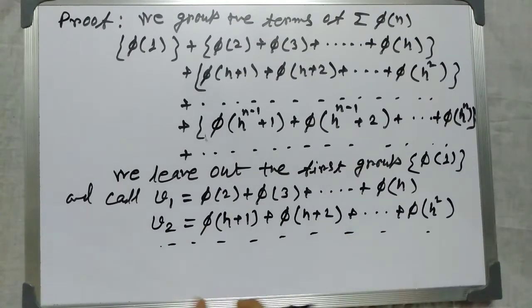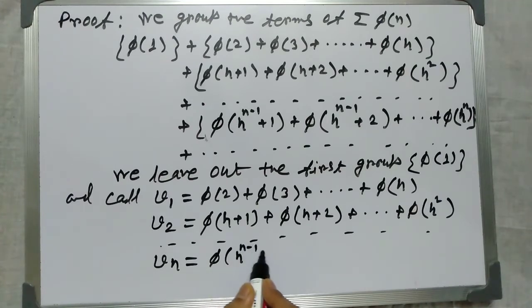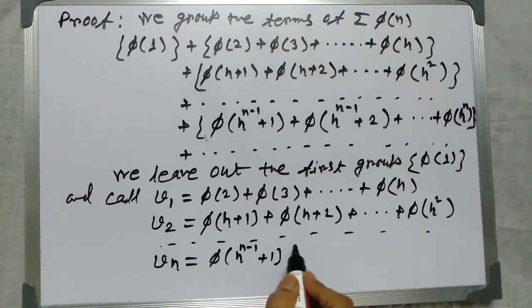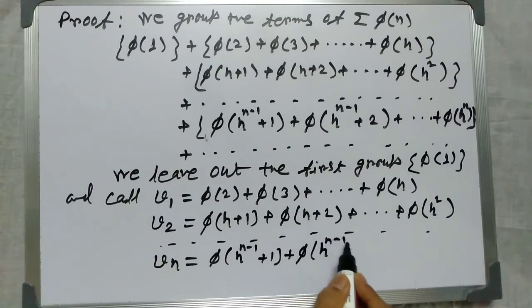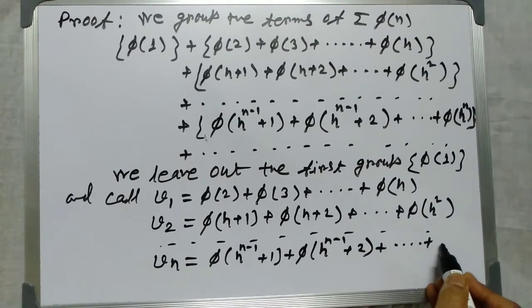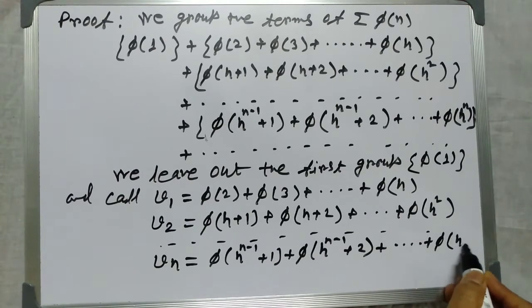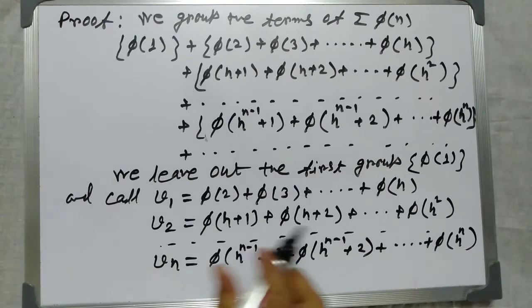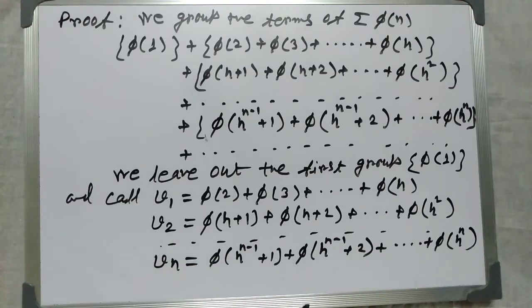And continue: Vn is phi h to the power n minus 1 plus 1, plus phi h to the power n minus 1 plus 2, plus up to phi h to the power n. This group is called Vn, and so on.